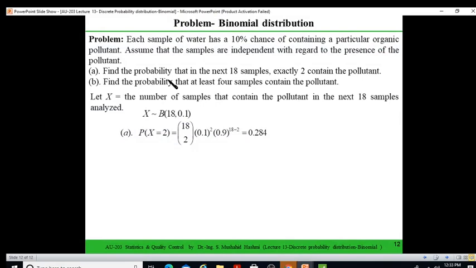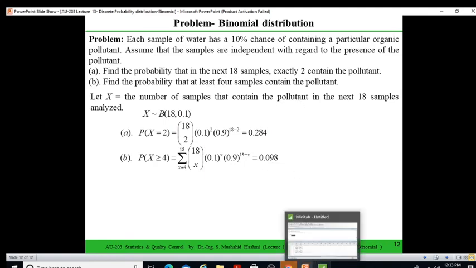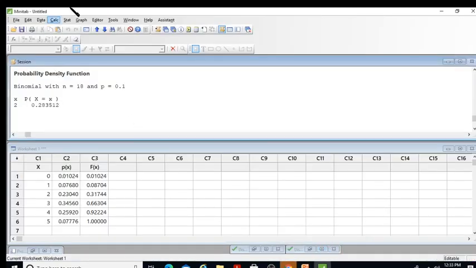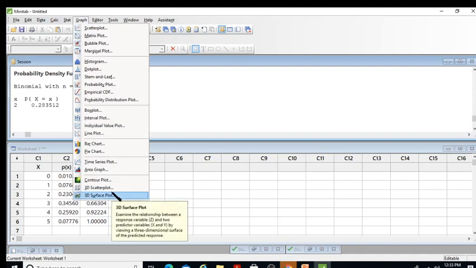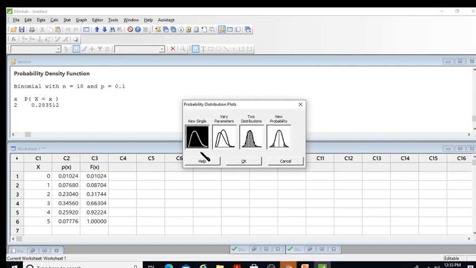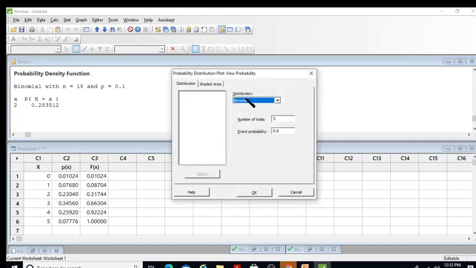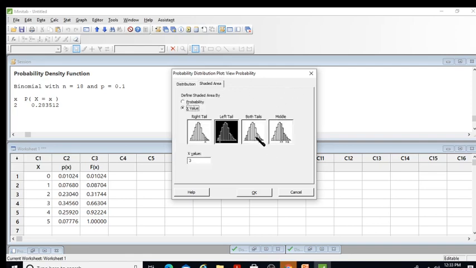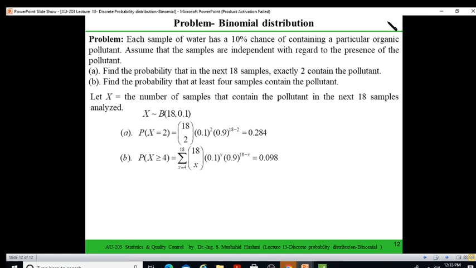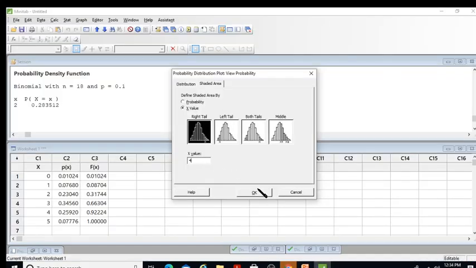Now the second part, the probability of at least 4. So at least 4 means x is greater than or equal to 4. So what I need is to go to this graph toolbar: visualize probability distribution, view probability, and here I select 18 as my number of trials and 0.1 as my event probability, and shaded area I want for at least 4. So I need to go into the right tail, and value is 4. I think in the problem it is greater than or equal to 4. Okay, so I just select 4 here and just press it.